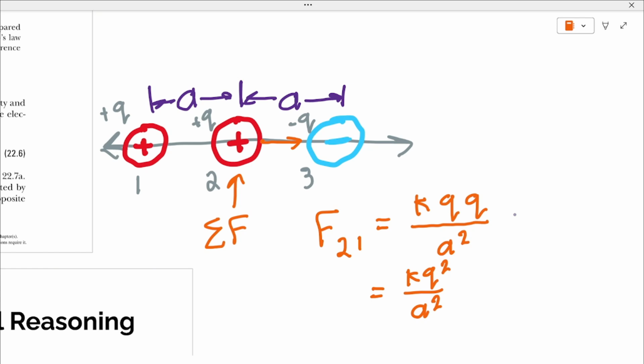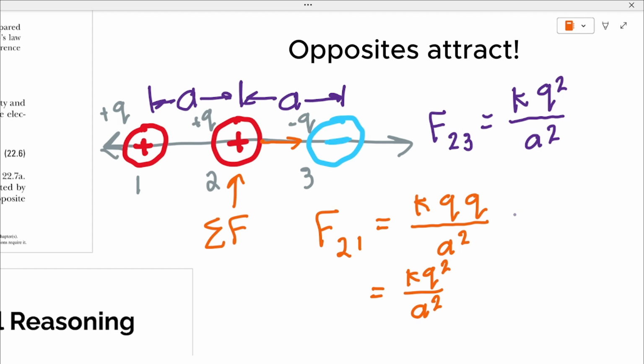the force on charge 2 from charge 3 is equal to kQ squared, this is the magnitude of the force, over a squared. And what direction is this going to be? It's also going to be to the right.